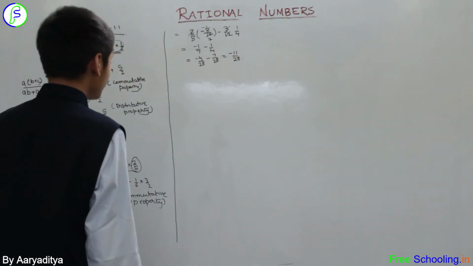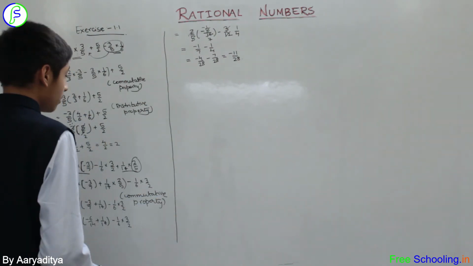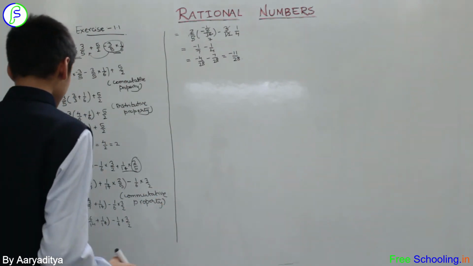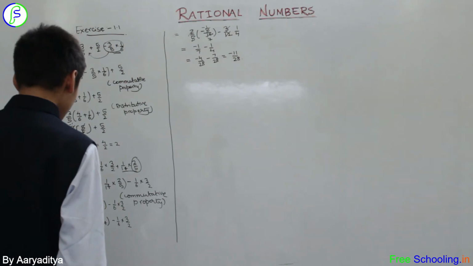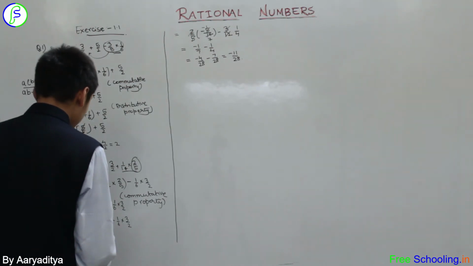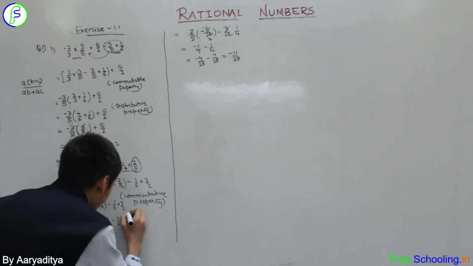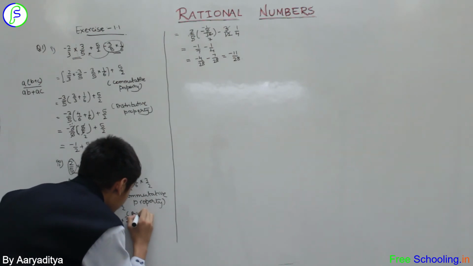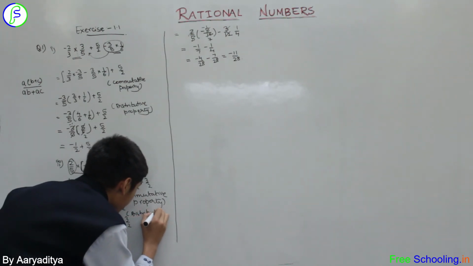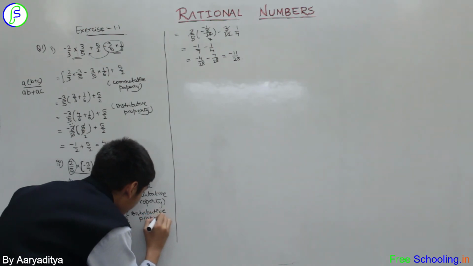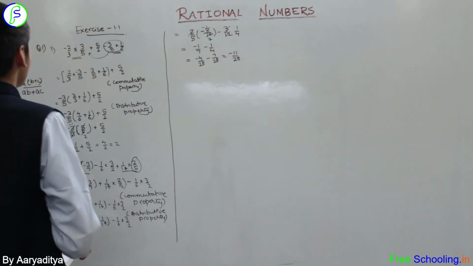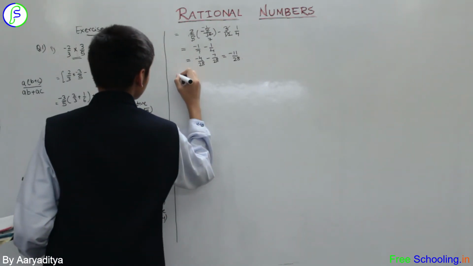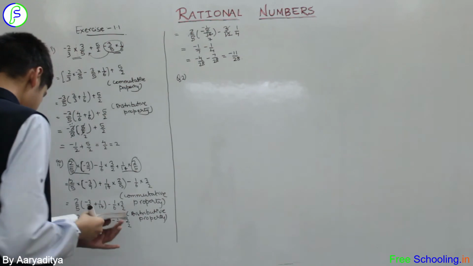So this was the solution, and the property that has been used is commutative. And again, there was another property that we have missed out on, that is distributive property, as I have told you in part 1. So hope you are clear with question number 1. Now let us proceed to question number 2.